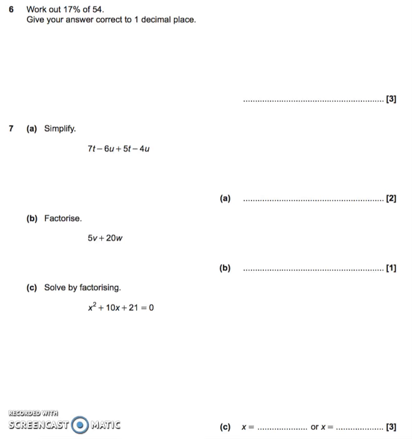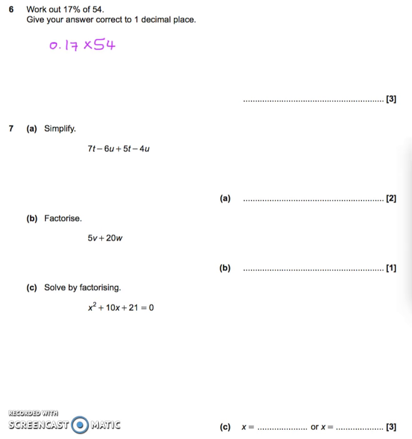Question number 6 asks us to work out 17% of 54. Then we have to give our answer correct to one decimal place. There's a couple of ways you could do this question. One of the ways is to think of 17% as a decimal, which would be 0.17, and then you would multiply, because in the world of maths, of means multiply, and then you got your 54. Multiply that 0.17 by 54.